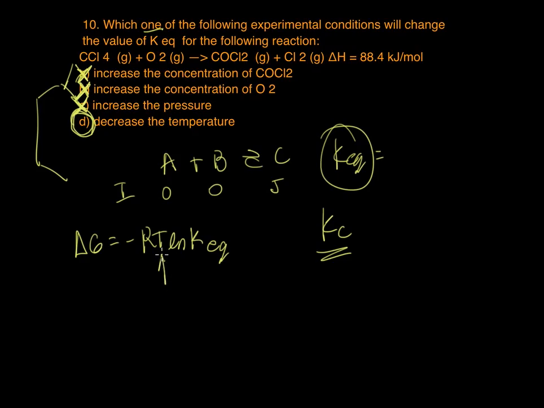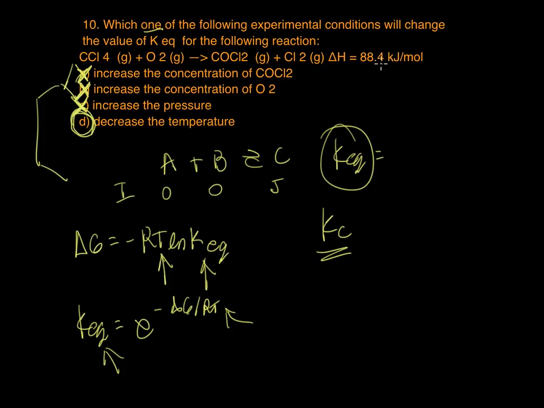So temperature affects the equilibrium constant, okay? We don't need to plug anything in, but I just thought I would show it in here. Delta G over RT. So if we change the temperature, we change the equilibrium constant. Okay, so that's the only way to change the equilibrium constant, by changing the temperature.